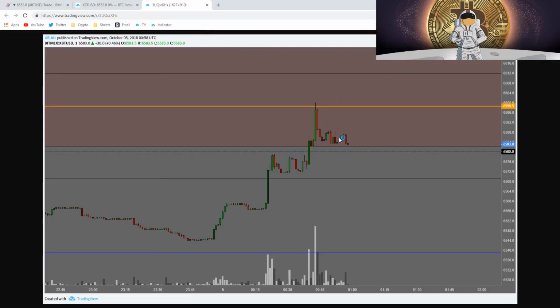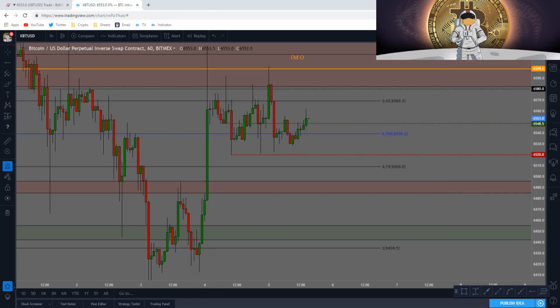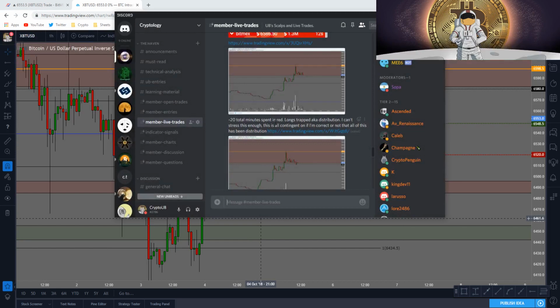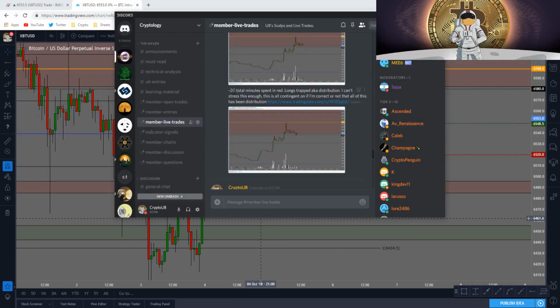Okay, so at this point, we have been in the red area for maybe 10 minutes. 1, 2, 3, 4, 5, 6, 7, 8, 9, 10, 11, 12, 13, 14, 15, 16, 17, 18 minutes. We've been in the red and distributing. Okay. So now we go to the next picture. Oh, sorry, I said 20 total minutes were spent in the red, longs trapped.